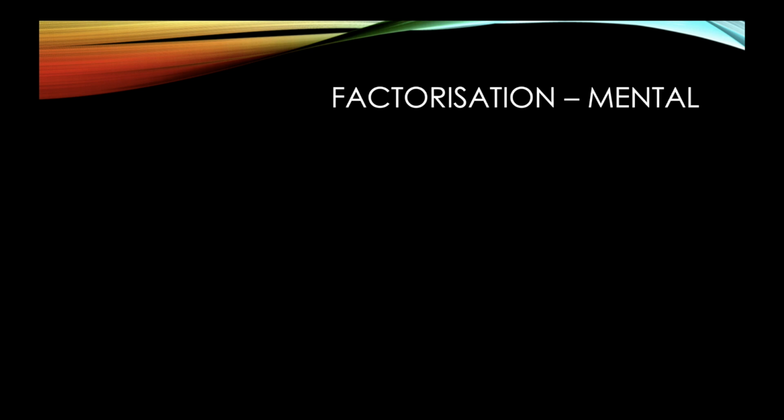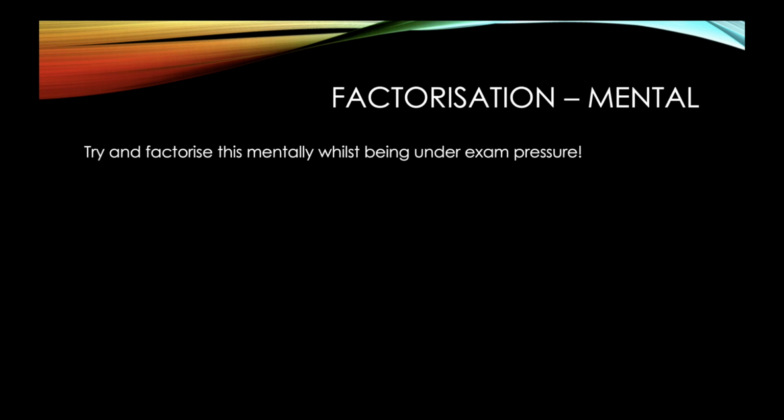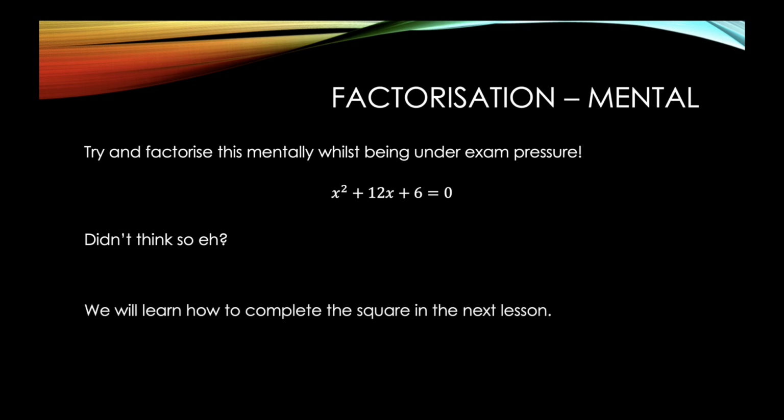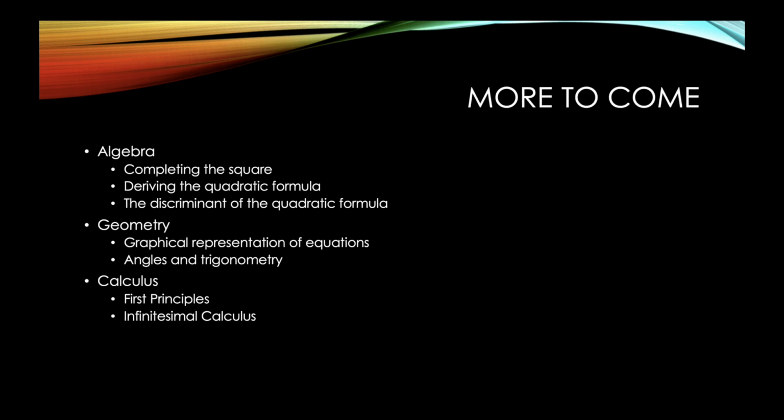Suppose that you're now under a little bit of time pressure, and you've been given a little bit more of a difficult quadratic equation to solve, like this. I don't think it's that easy to try and find two numbers that sum up to 12, and the product of the two numbers is equal to 6. Well, if you did that, that's brilliant. What we're going to do is show you a new method in the next lesson, and that is completing the square. That will be on the agenda to follow in the next lesson.